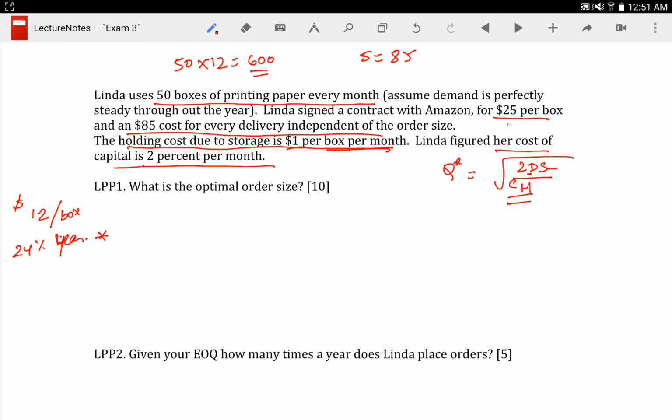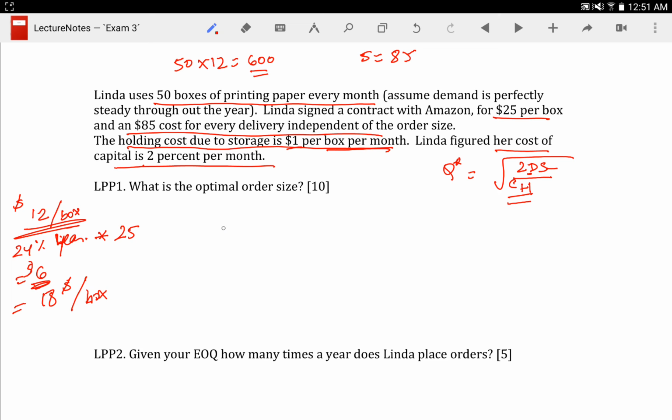24% of $12 per box, right? So that comes out to be $6. 24% of 25 is 6. So that means it costs $12 for the physical act of holding and $6 for the cost of money, $18 to hold a box for a year. Per box for a year.